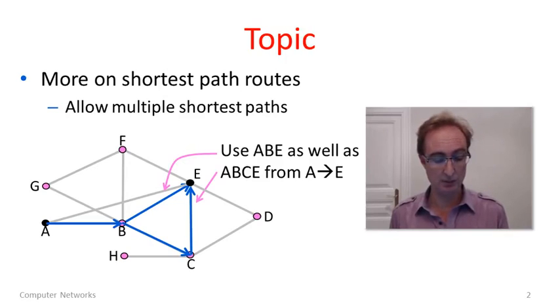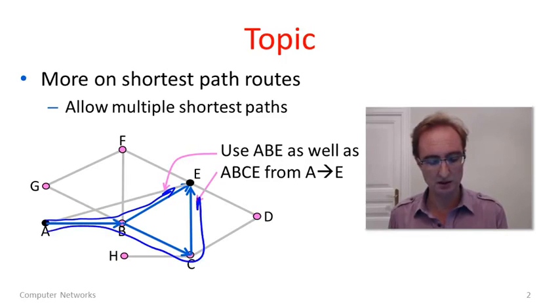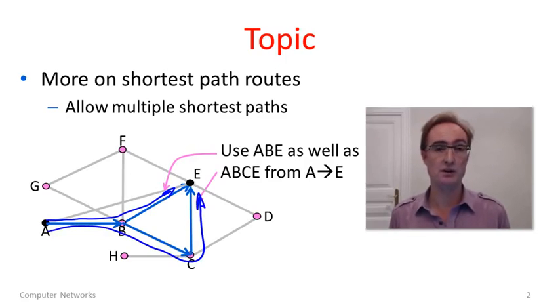For instance, in this network, to get from A to E, I could take this path here, or there's another path through the topology, which actually turned out to be our shortest path before. I could allow both of these to be used at the same time. That's what we're going to look at.